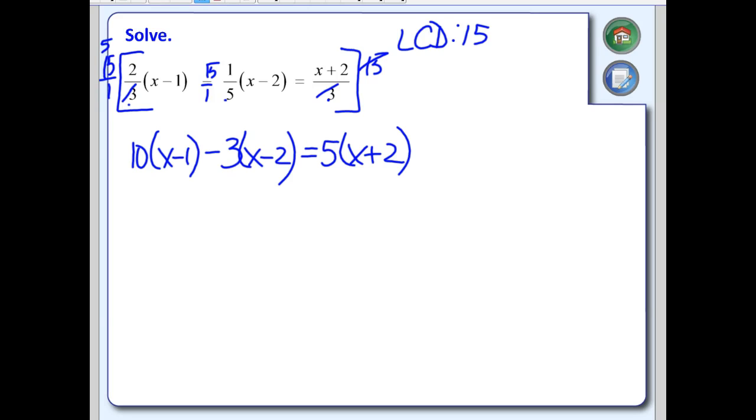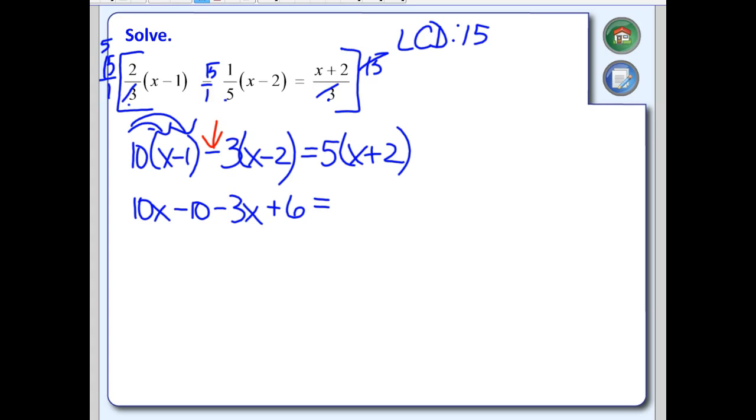So here we go. We've got 10 times x is 10x. 10 times negative 1 is negative 10. Ooh, do you see what's going on here? Did you check this out? Remember from long ago and far away? Yeah. So we've got negative 3 times x is negative 3x. Negative 3 times negative 2 is positive 6.